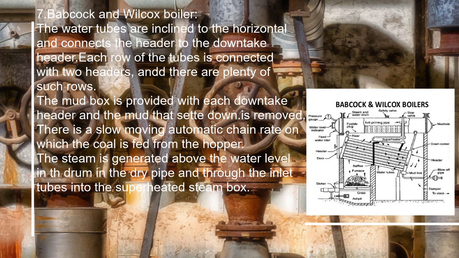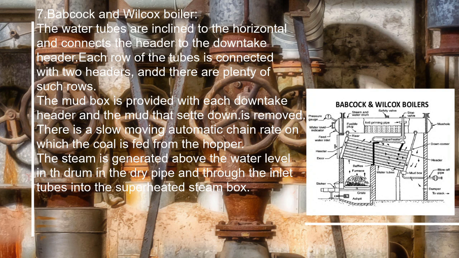The water tube consists of a steam and water drum. The water tubes are inclined to the horizontal and connect the uptake header to the downtake header. Each row of the tube is connected to two headers, and there are plenty of such rows. The headers are provided with hand holes in front of the tubes and are covered with caps. The mud box is provided with each downtake header, and the mud that settles down is removed.